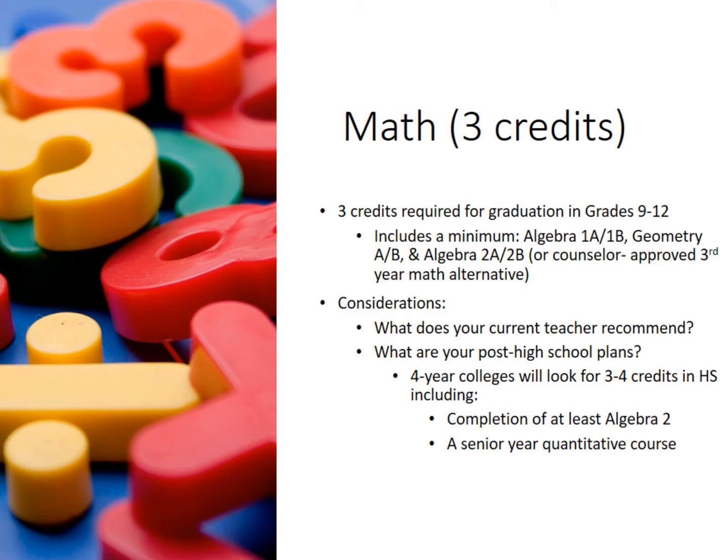In math, 3 credits are required for high school graduation. If a student is wanting to go to a 4-year college, typically they're going to want to see a 4th year of math. There's also an option to do a senior year quantitative course instead of a 4th year of math, which would mean taking a physics class or some sort of science class or computer science class that is math-based.